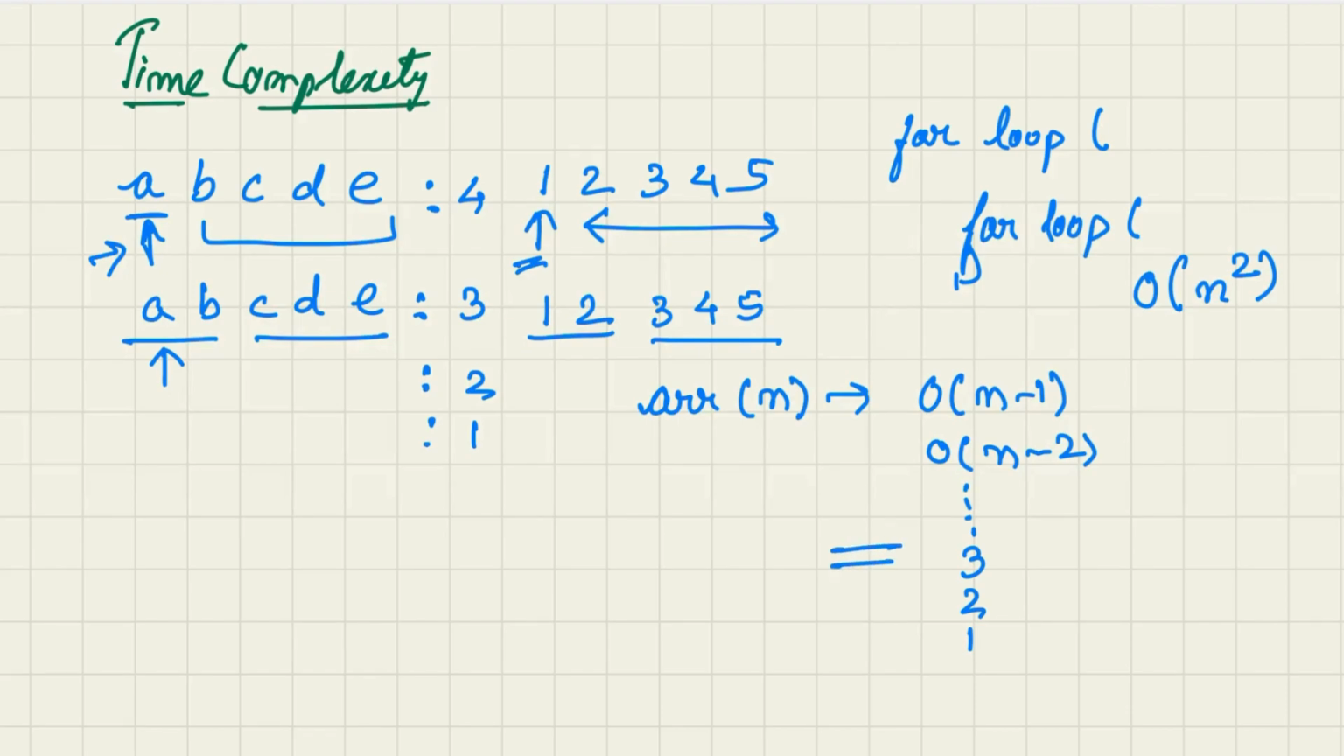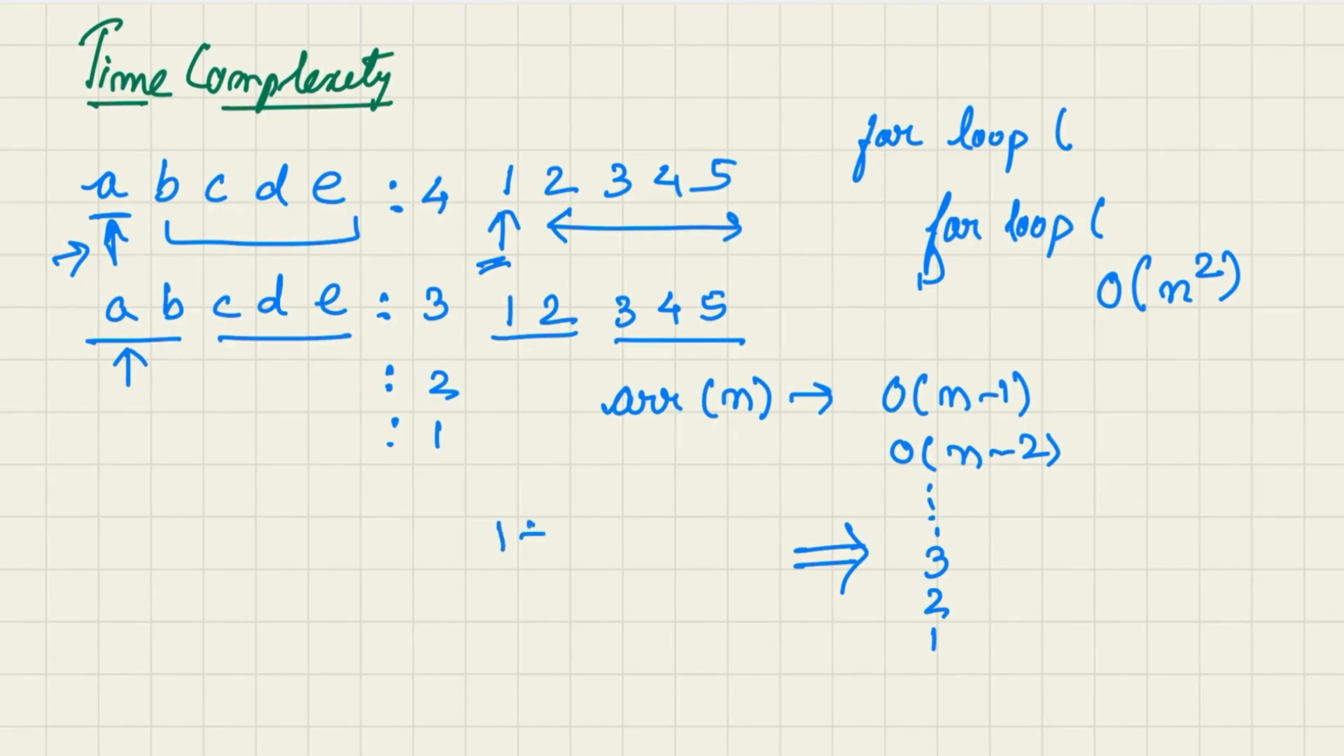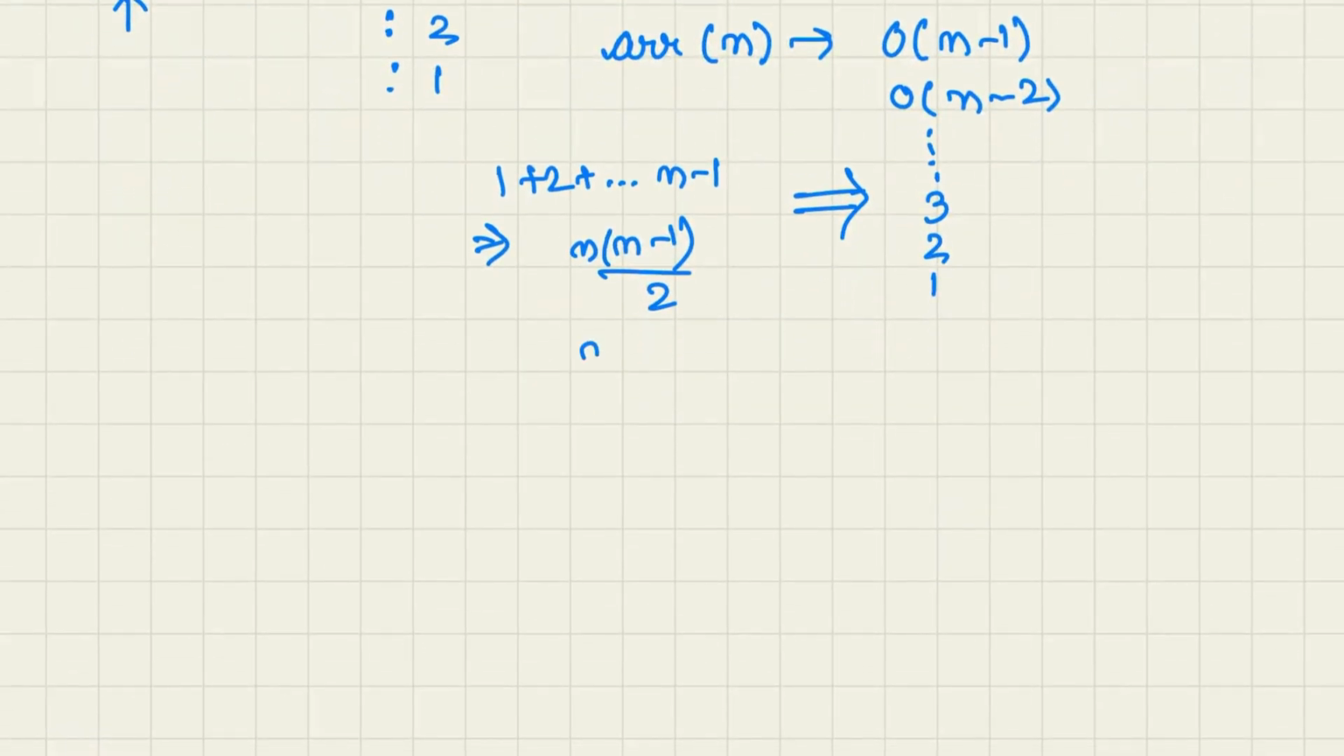If you have learned the mathematics, the formula for this is 1 plus 2 plus 3 till n minus 1. How is it written? It is n into n minus 1 by 2, which is n squared minus n by 2. And in big O notation, this is O of n squared, right? So this is our big O notation.